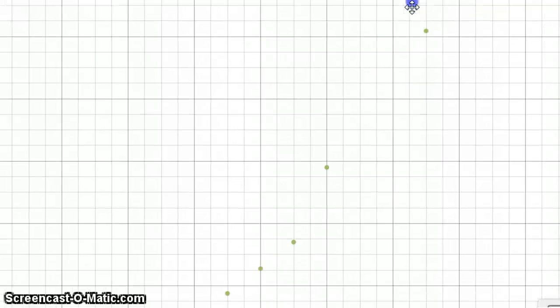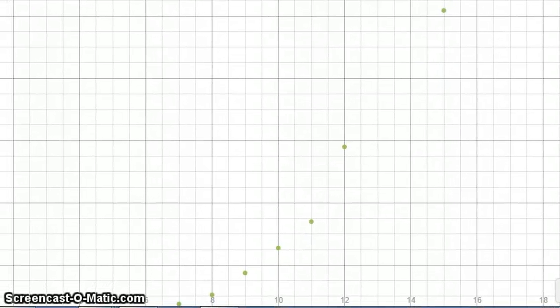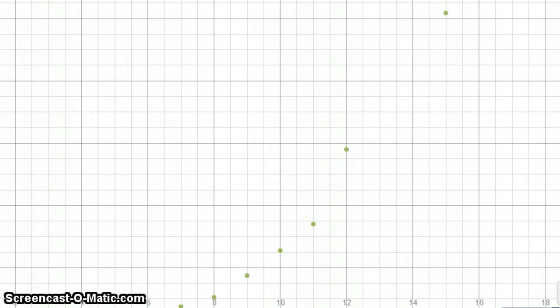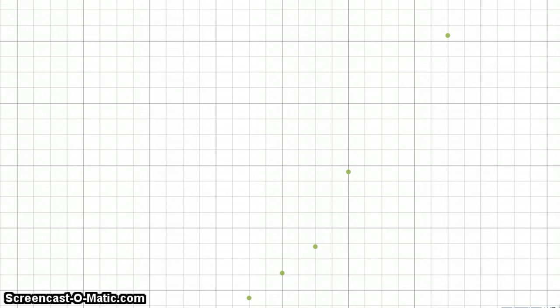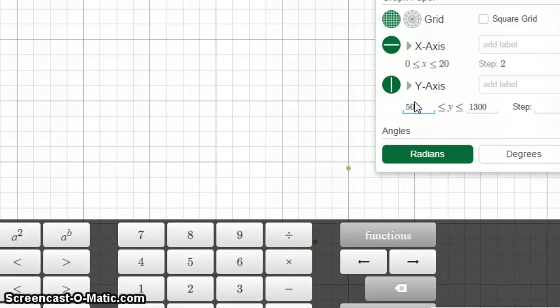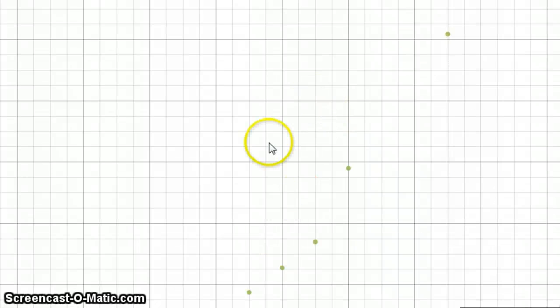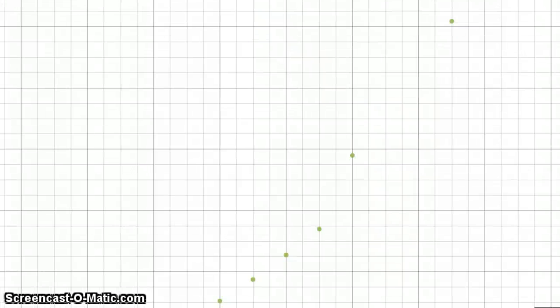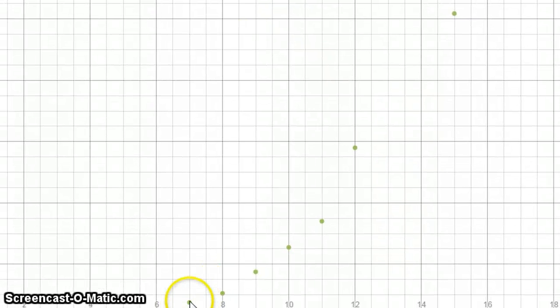And there they are, those little green dots. Okay, that one down there is pretty low. So maybe I'll just make this a little bit smaller so that I don't lose it at the bottom of the screen there. Okay, that raises it up a little bit. There he is down there.